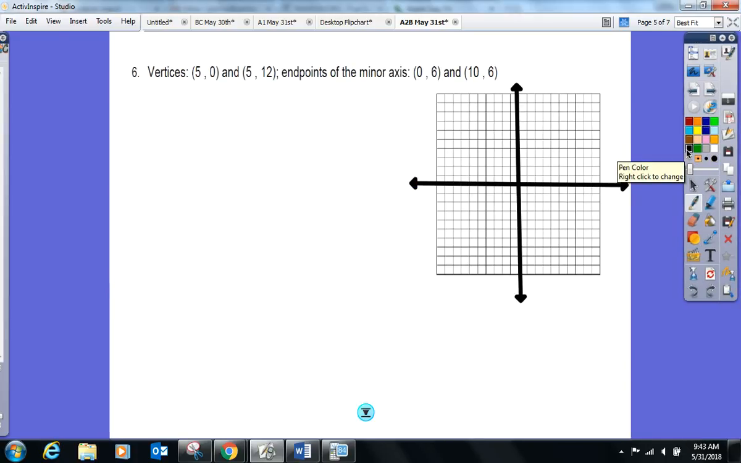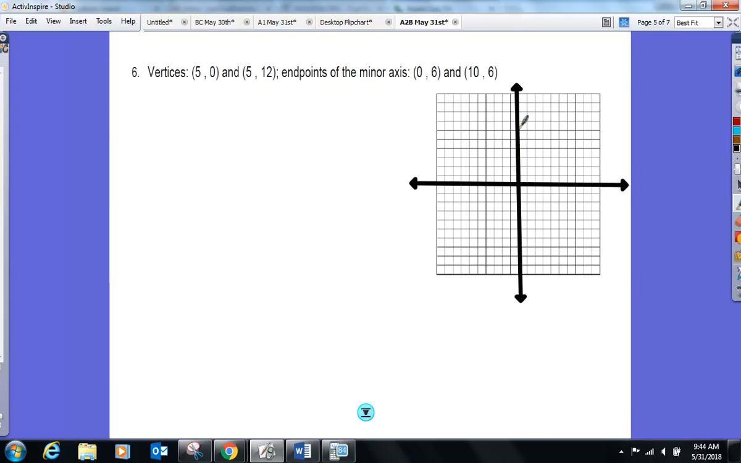0, 6, and 10, 6. 1, 2, 3, 4, 5, 6. 1, 2, 3, 4, 5, 6, 7, 8. Ooh, just barely. Kid's good. There's your minor and the vertices. 1, 2, 3, 4, 5, 0. 1, 2, 3, 4, 5, 6, 7, 8, 9, 10. Darn it.